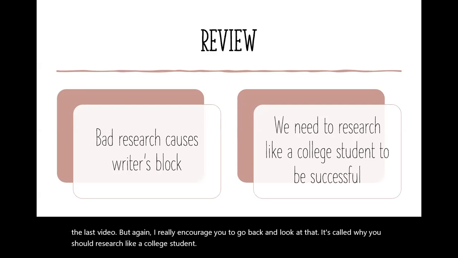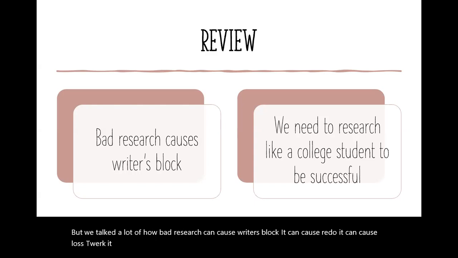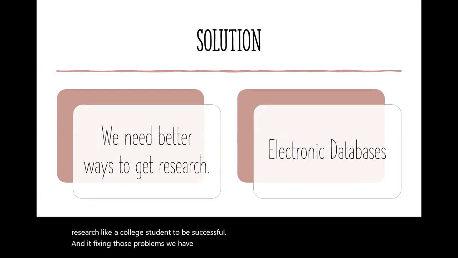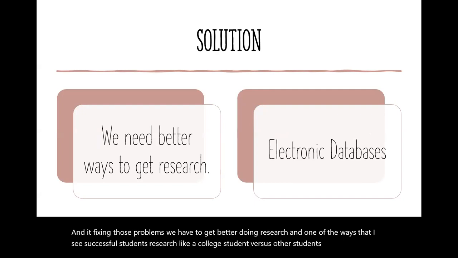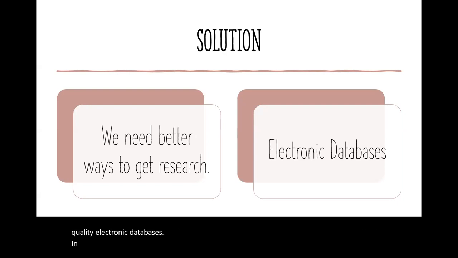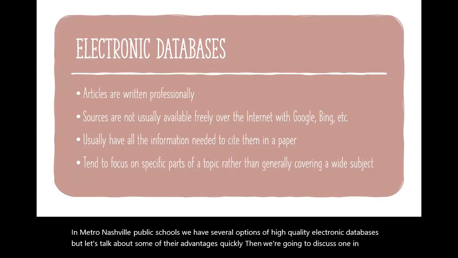We talked a lot about how bad research can cause writer's block, redo, lost work, and repetitive sourcing. And the video discussed why we need to research like a college student to be successful. In fixing those problems, we have to get better at doing research. One of the ways that I see successful students research like a college student versus other students is the use of high-quality electronic databases. In Metro Nashville Public Schools, we have several options of high-quality electronic databases, but let's talk about some of their advantages quickly. Then we're going to discuss one in this video in particular.